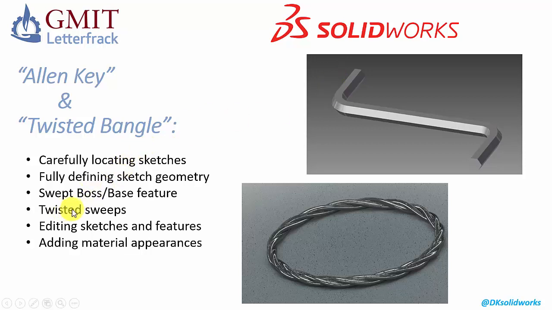We'll use the twisted sweep to generate the bottom shape, which is a twisted rope-like effect. And I also want to show you how to edit sketches and features after they have been applied. And we'll finish both videos by adding a material appearance to both parts.